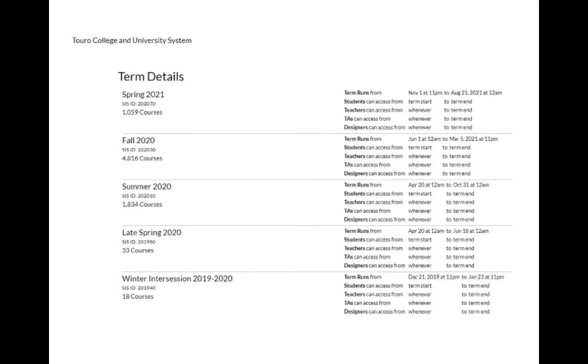So as you can see here, these are the ones that are currently sitting in the TCUS system. And if we use the fall 2020 as an example, you can see that the system registrar has defined the fall as June 1st, 2020 until March 5th, 2021. Now, what that allows is the accommodation of multiple campuses regardless of when their fall semester starts and ends.